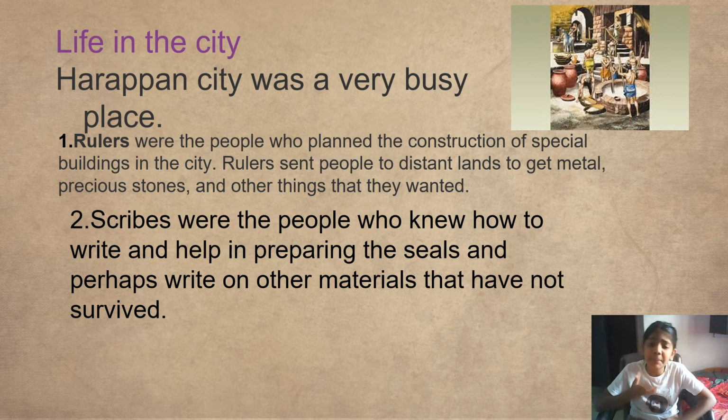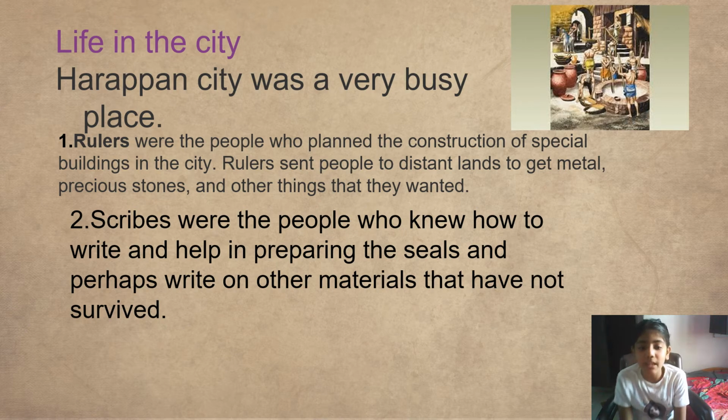Rulers sent people over long distances. They sent them to get metals, precious stones and other things they wanted, like gold ornaments and silver, or any other precious, beautiful stones. They took these for themselves.